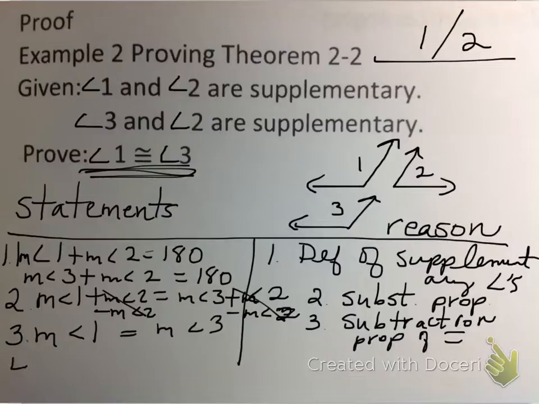And then if I wanted to put a final step, I could say angle 1 is congruent to angle 3. And that could be the definition of congruent. Definition of congruency. And I'm sorry this is so messy. It's extremely hard to write with the stylus. But this is how this proof works. And notice it's very similar to the other ones that we have done.